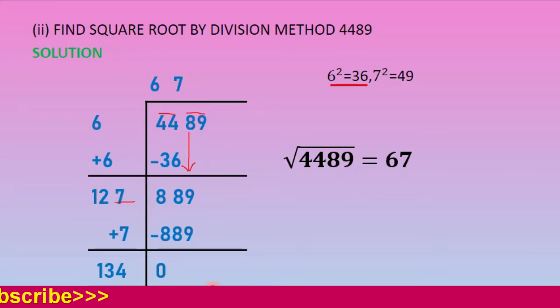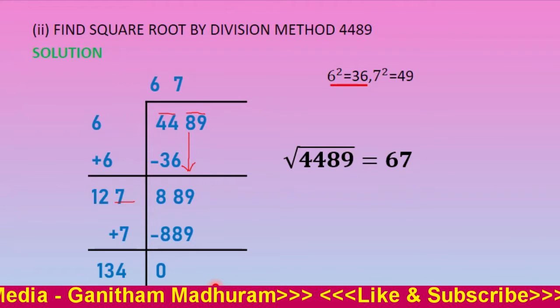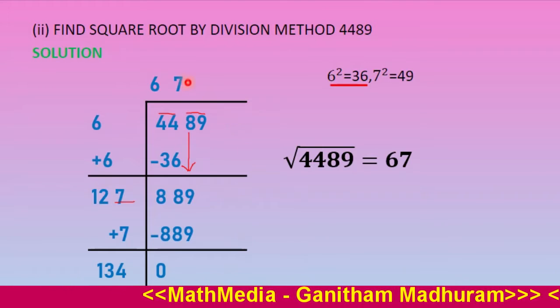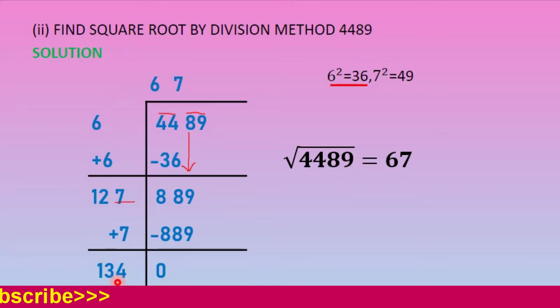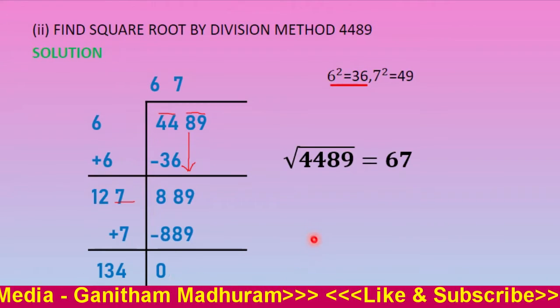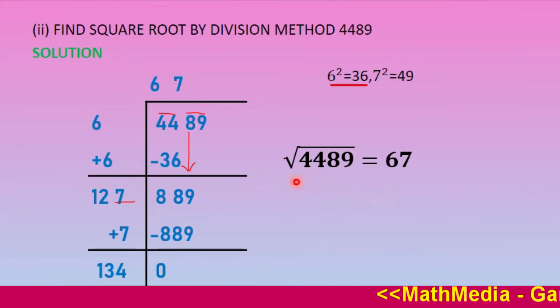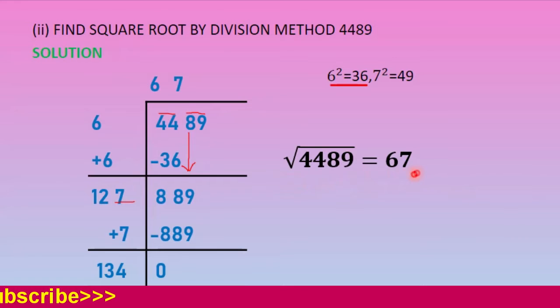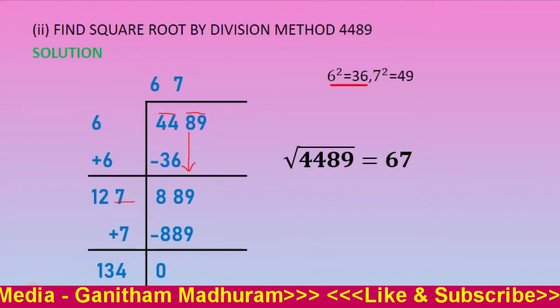Now you can verify whether you got the correct square root or not. How? Multiply the quotient by 2, you will get the last step of the divisor, then your answer is correct. 67 into 2 gives 134. Therefore, the square root of 4489 is 67.